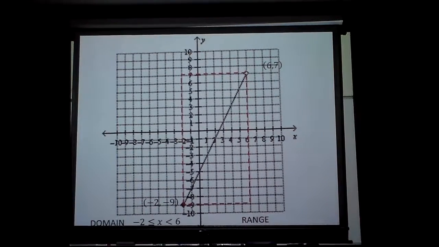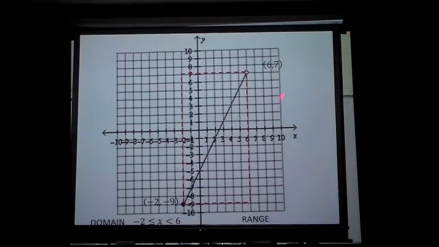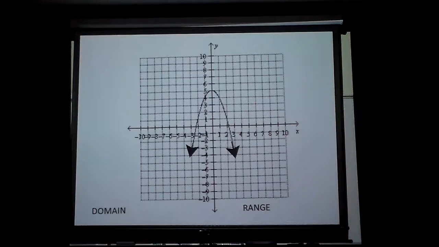And then for the range, we have the following right here. The bottom one is negative 9, which it can equal, and it goes up to 7, which it cannot. So there's a bar with negative 9 and not one for the 7. Remember, domains have x's and range has y's.